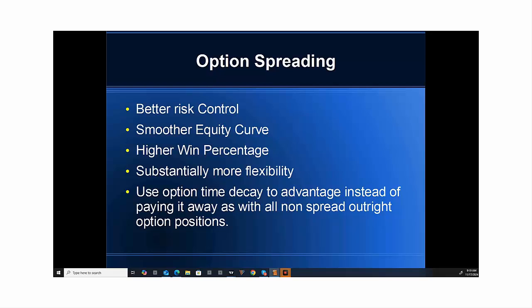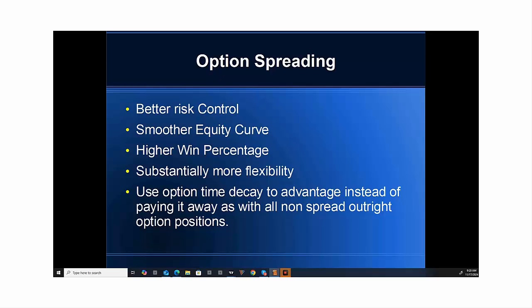It offers you better risk control, a smoother equity curve, oftentimes a higher win percentage, and substantially more flexibility. By that, I mean you can often rearrange a position that may not be working exactly as you thought and change it to something that's going to be more profitable for you. So there are a lot of advantages of having an option spread over a straight put and call.